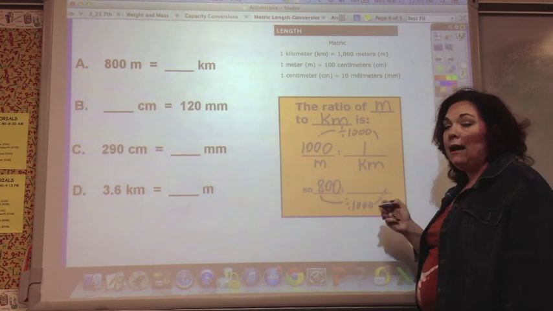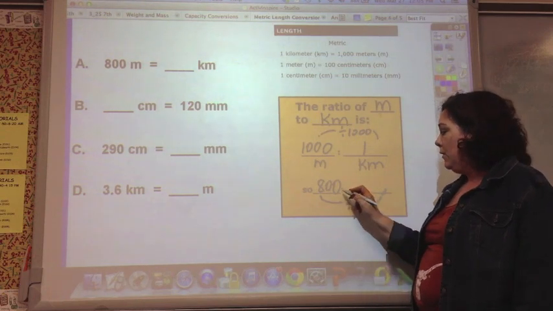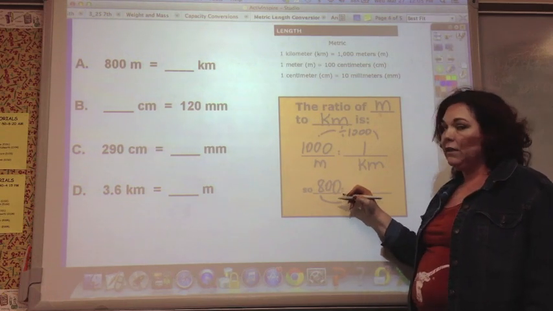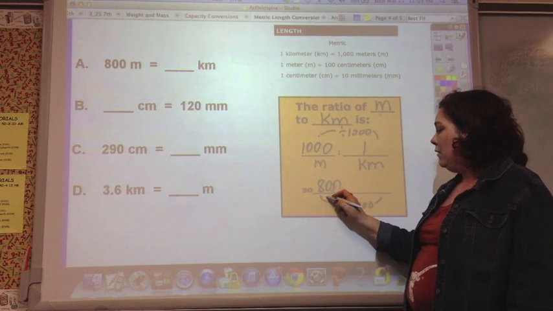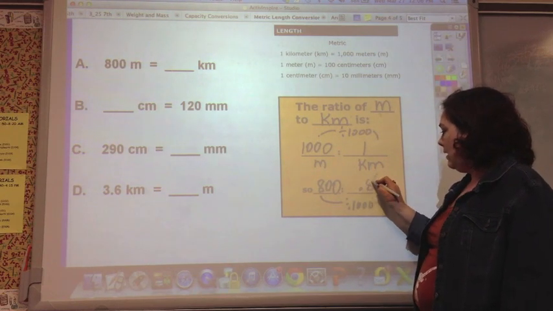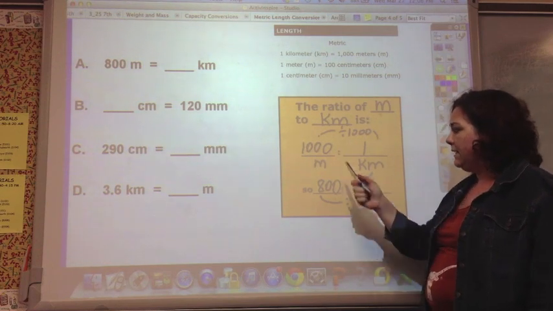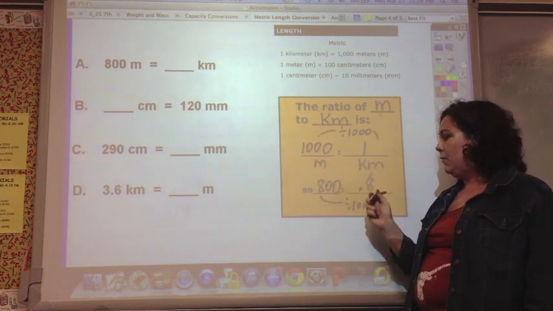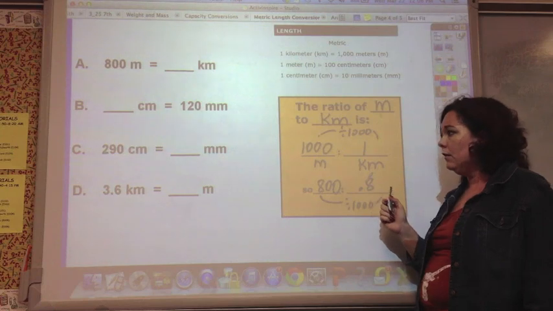Well, I can do that by moving my decimal point. So I would start here. I'm dividing, so it's going to go to the left. 1, 2, 3. So it's 0.8. And that makes sense because I have less than 1,000 meters, so I'm going to have less than 1 kilometer.